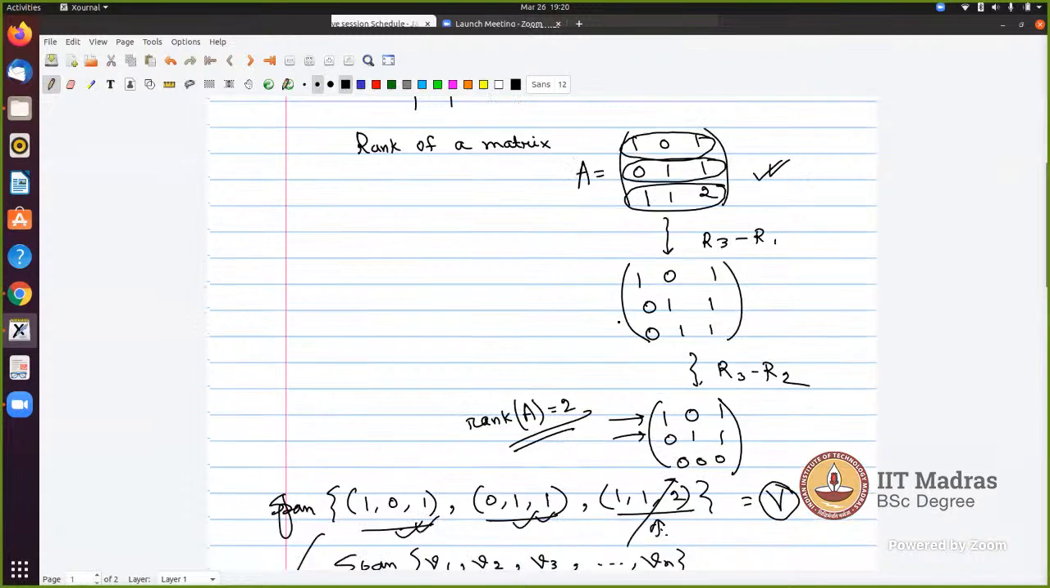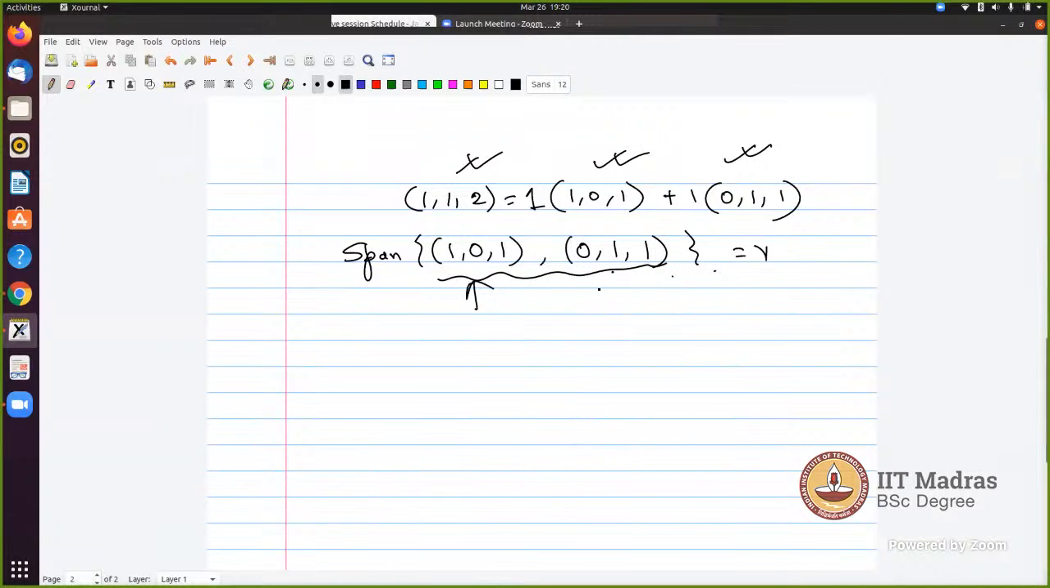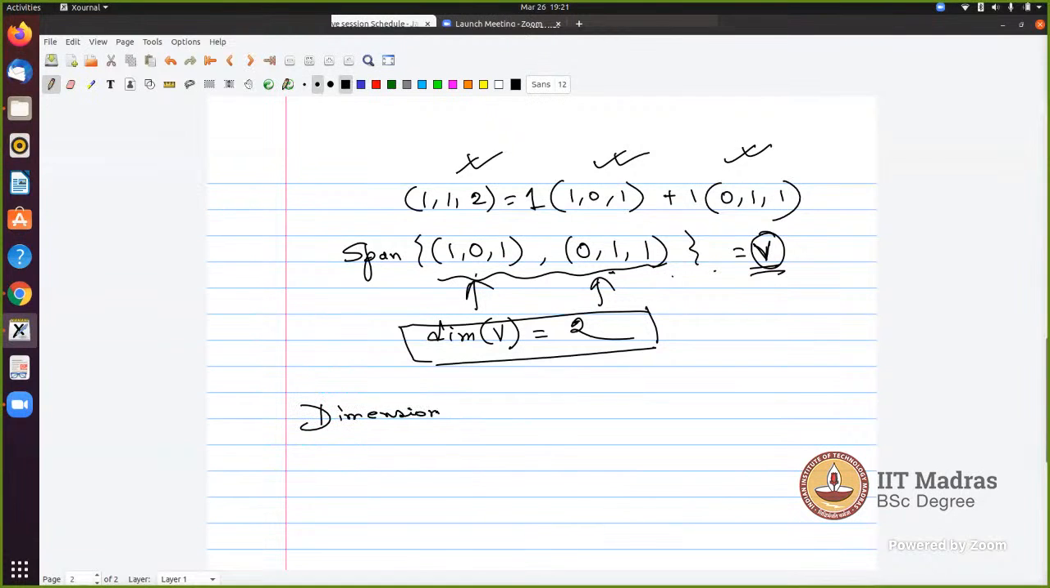Okay, sir. So if I only take these two vectors, I will still get the vector space which I started with. So these two vectors are linearly independent and they span this vector space. So what is the dimension of this vector space? 2. So what does dimension of a vector space mean? The cardinality of the basis, the number of elements of the basis. So basically this is the cardinality of the basis.